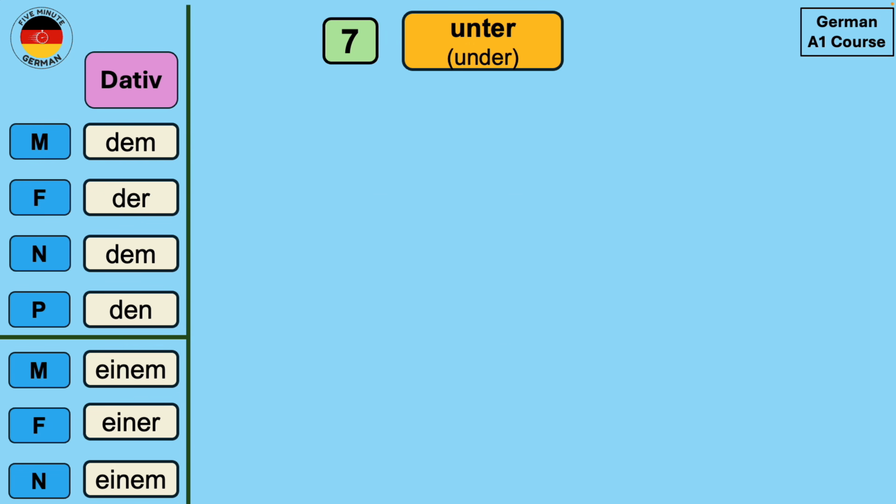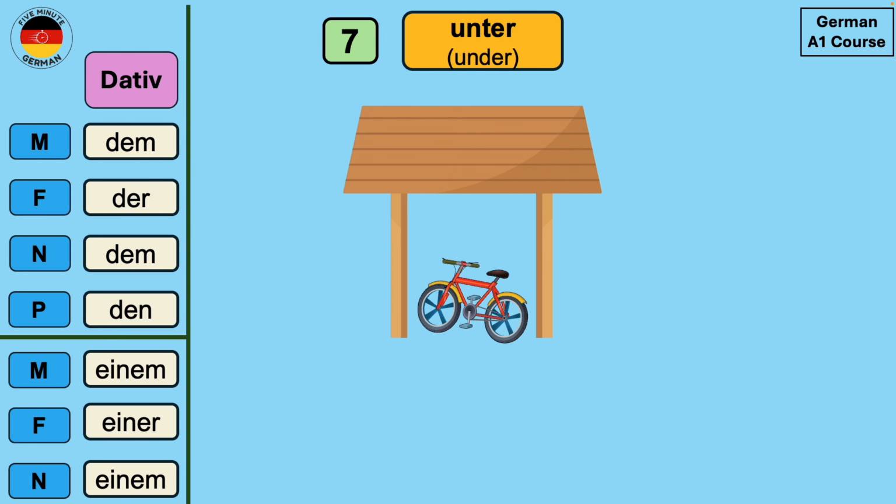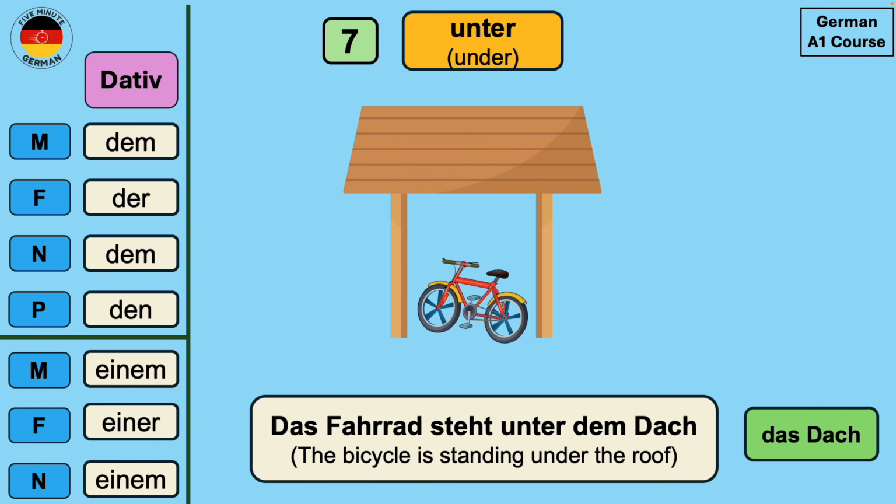Another example can be, if we have this bicycle which is standing under a roof, so we can say, das Fahrrad steht unter dem Dach. Where Dach, which means roof, is das Dach. That's why it is dem Dach when used with unter.